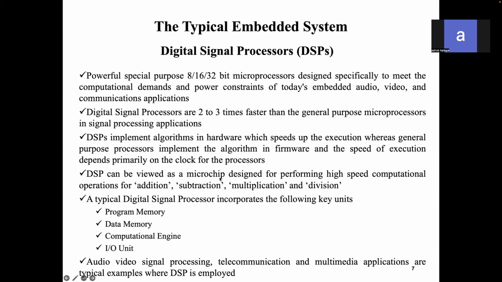So a DSP can be viewed as a microchip which is designed to perform high speed computational operations for addition, subtraction, multiplication, as well as division. Any digital signal processor incorporates four key units. First one is the program memory, second one is the data memory, and third one is the computational engine, which processes the data. Finally, the IO unit is the input and output unit, which acquires the data from the external world, and the processed output is sent to the external world through the output unit. Audio and video signal processing, telecommunication, and multimedia applications are the typical examples where digital signal processors are employed.